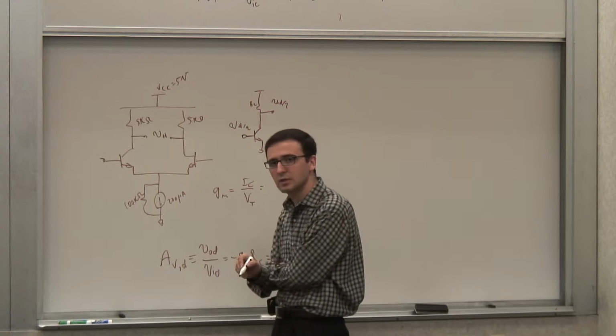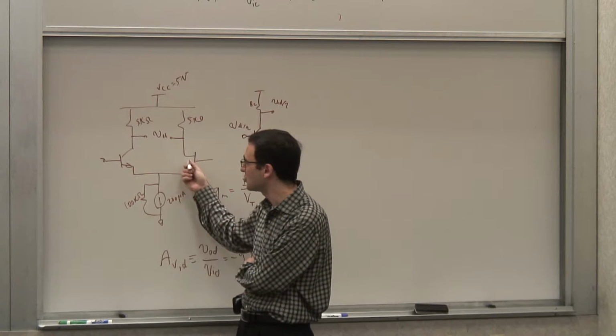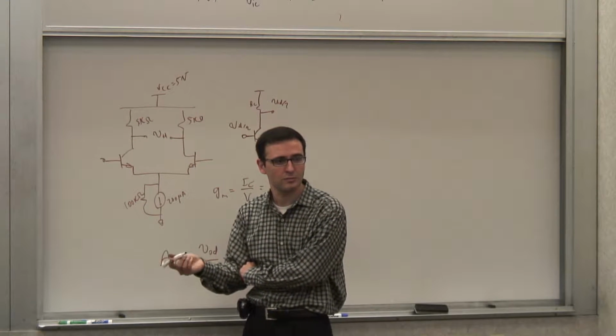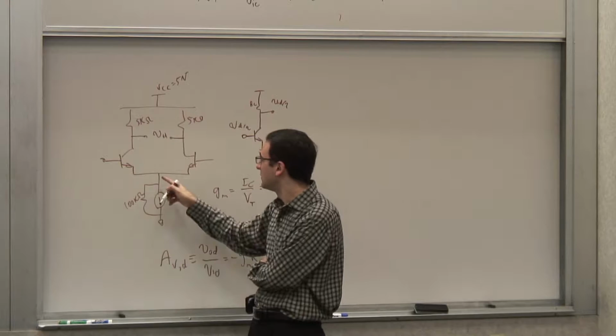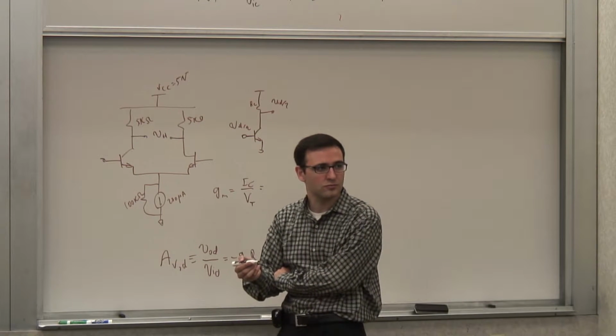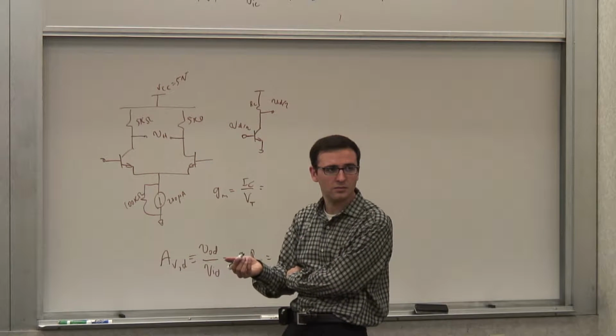What is IC? Well, when the stage is balanced, and if these transistors are identical, if there's no differential input DC-wise, these two will carry the same current. So each one of them carries what? 100 microamps. Right?